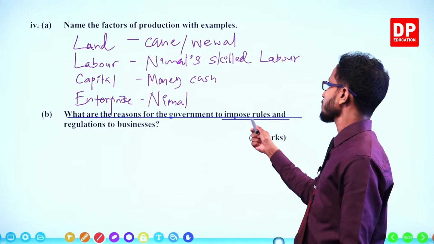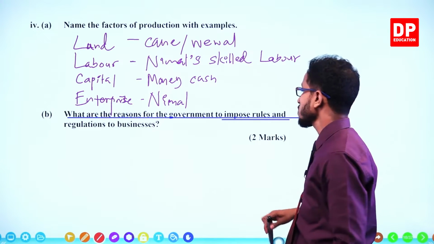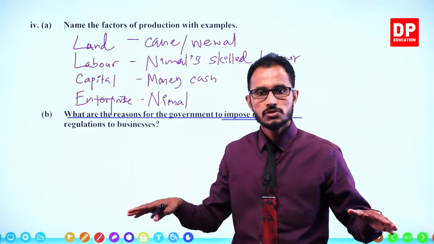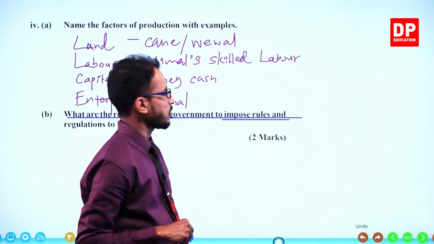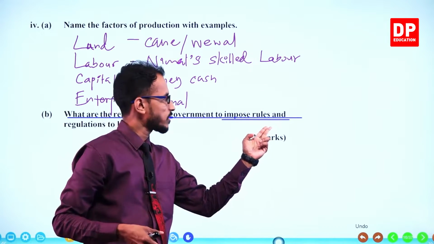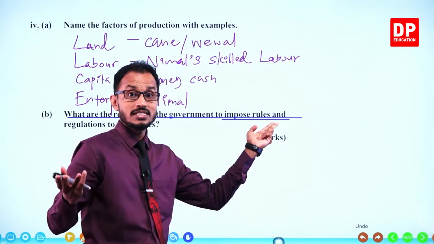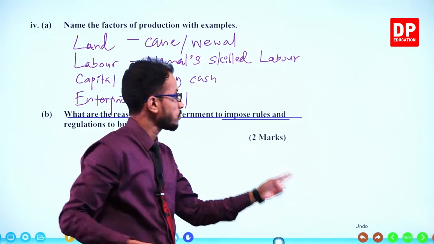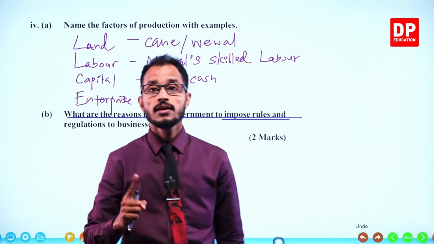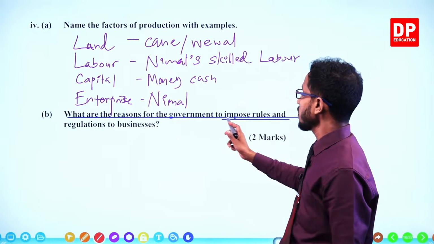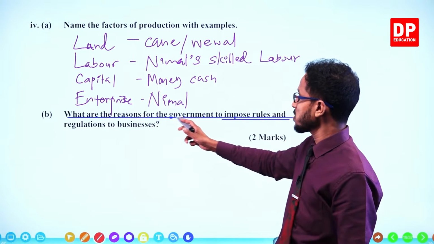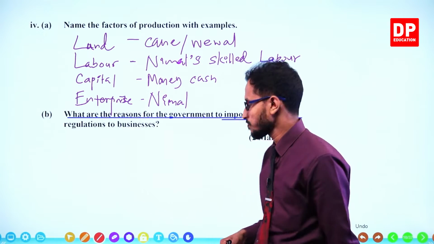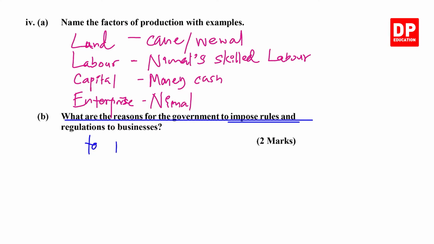Imposing rules means what? Coming up with new rules, regulations by the government, right? Legal side of the government. It's an external environmental force outside the business. What is the reason for that? Why are the governments always imposing rules? To protect consumers.